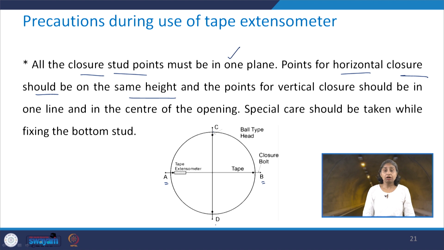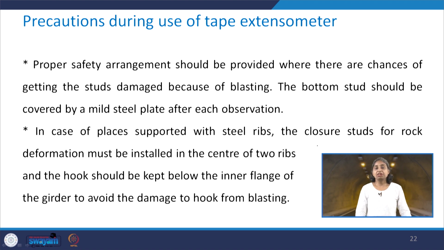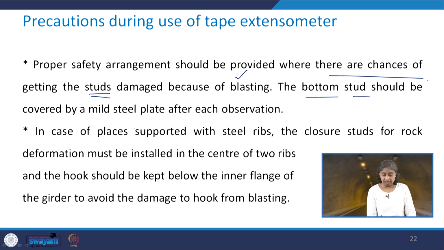As far as the vertical closure or vertical reference points are concerned, they should be in one line and in the center of the opening, like here you have for C and D. In case you have a bottom stud, you need to be careful while fixing it. Proper safety arrangement should be provided where there are chances of the studs getting damaged because of blasting. So basically these studs are nothing but the reference points only. Please do not get confused about where this new term is coming from. It is another word for the reference point. The bottom stud should be covered by a mild steel plate after each observation because of the factor that these may be damaged due to blasting.